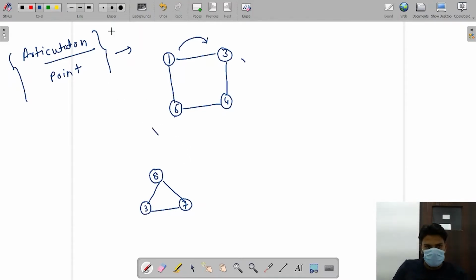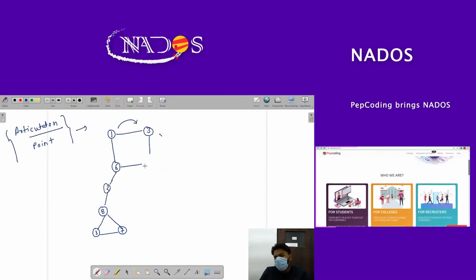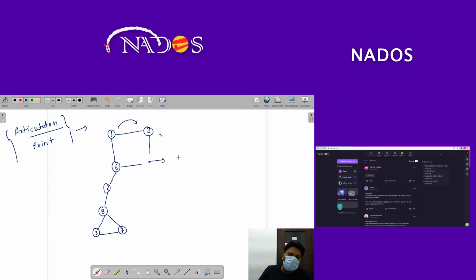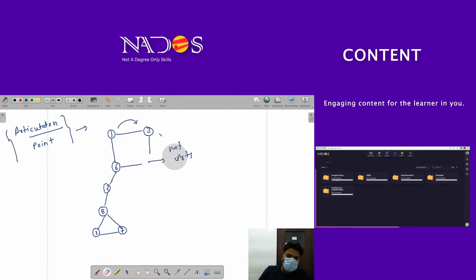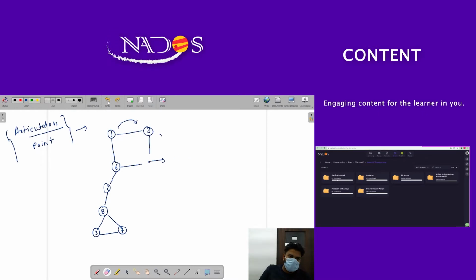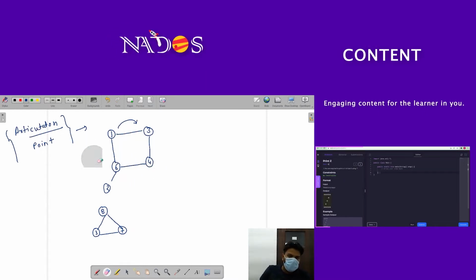After that, what we are saying to you, if we remove this four node, can this graph be divided into two parts? No, this graph is not divided into two parts. So this is not our articulation point. Clear?